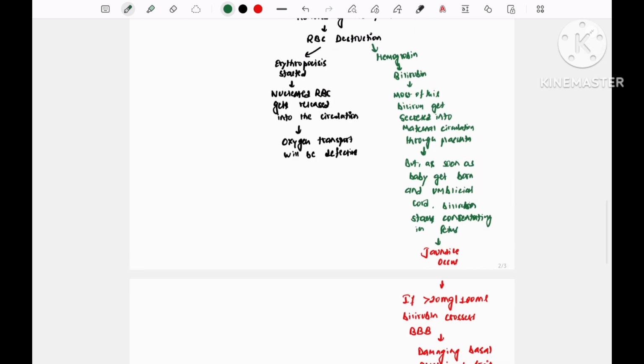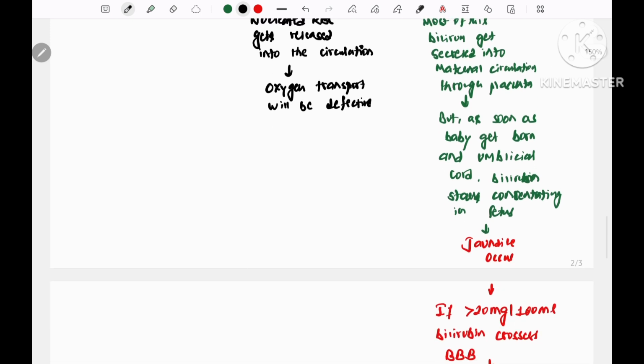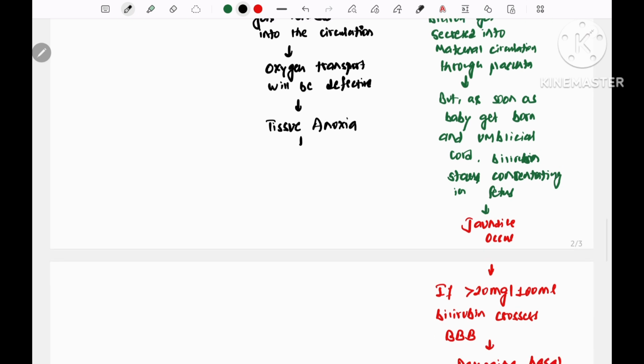Now there is again one thing happening: the oxygen transport has been defective. So there will be tissue anoxia. Oxygen is not getting transported to the tissue, due to which the body starts the glycolysis process. The Krebs cycle does not happen, and instead of going towards the Krebs cycle, glycolysis gets deviated to lactic acidosis, due to which metabolic acidosis occurs.